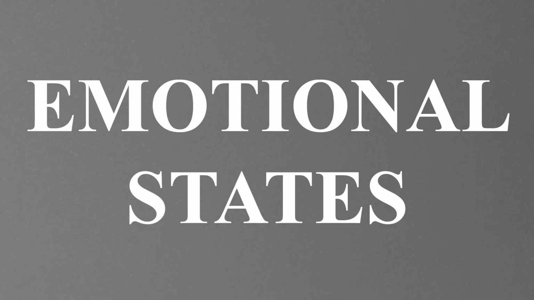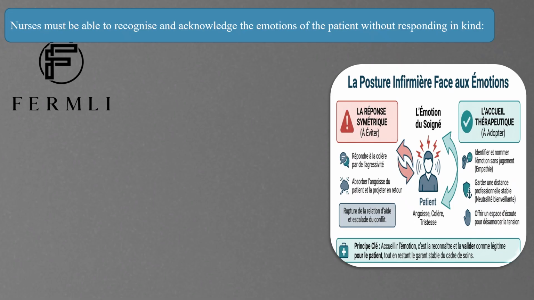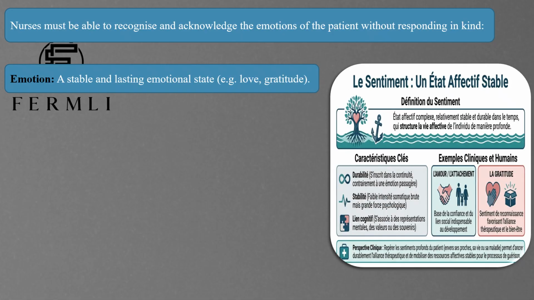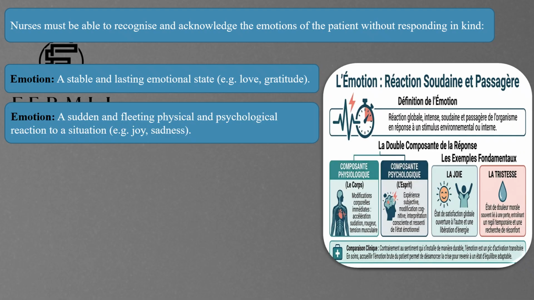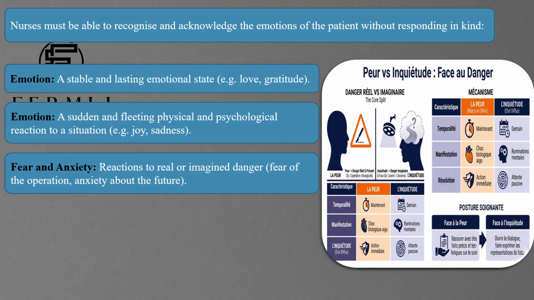Emotional states. Nurses must be able to recognize and acknowledge the emotions of the patient without responding in kind. Mood: a stable and lasting emotional state, e.g. love, gratitude. Emotion: a sudden and fleeting physical and psychological reaction to a situation, e.g. joy, sadness.